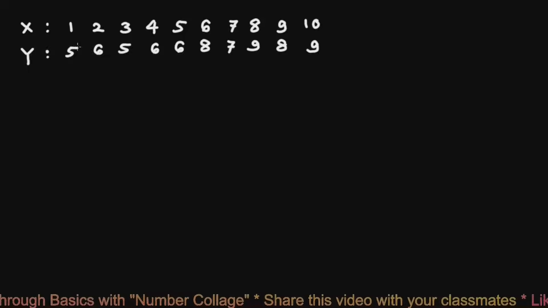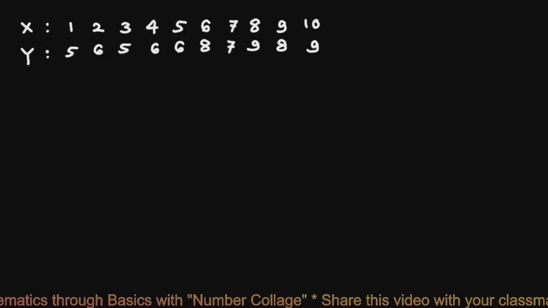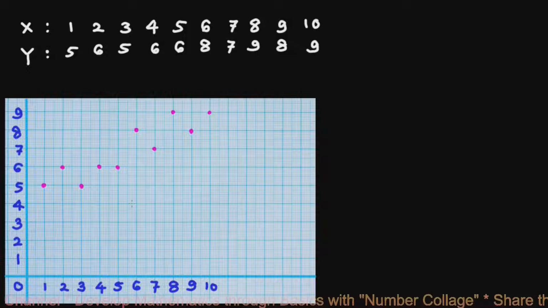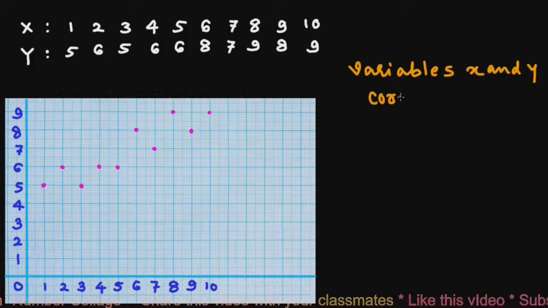Suppose we are given the following pairs of values of x and y: (1, 5), (2, 6), (3, 5), and so forth. We have to plot these points on a graph paper. Let us plot them. First point (1, 5), then (2, 6), (3, 5), (4, 6), and finally (10, 9). Here the points are seen to lie in a narrow strip. Hence we say that variables x and y are correlated.